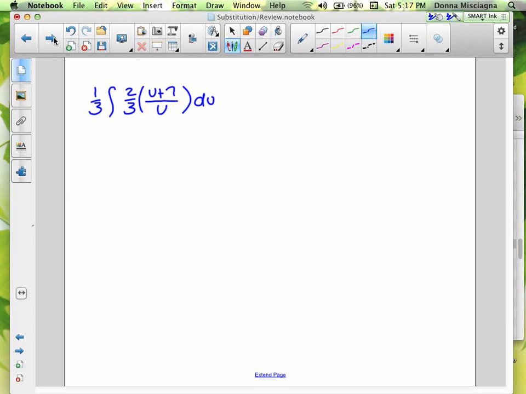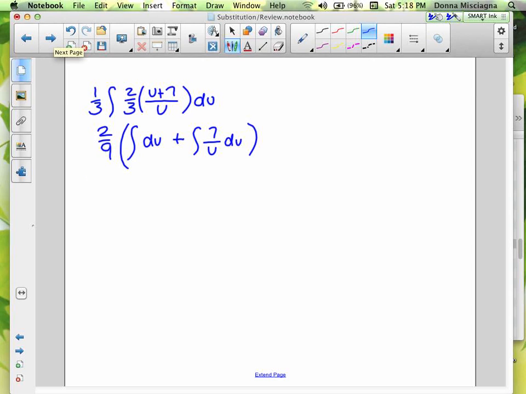So first of all, I'm going to combine that. That's 2/9. And I'm going to divide. So u divided by u is just 1, so that's just du. I'm going to put parentheses here so I don't have to write the 2/9 twice. And then plus 7 divided by u. It's just going to be 7 over u du.